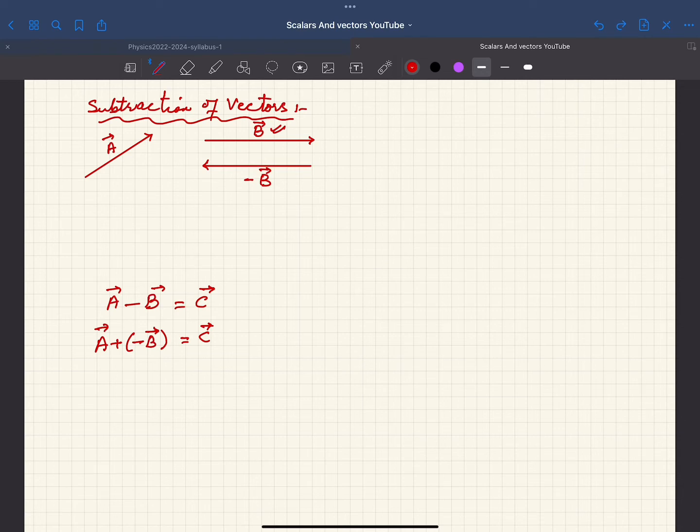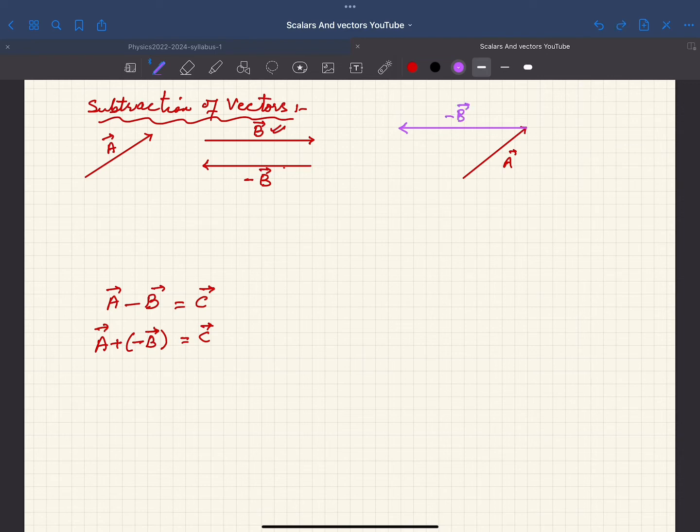So what you have to do, if you have this vector A, and as we have just drawn, here you have negative B. Suppose you are using the head to tail rule, then you can draw the vector in such a way that this is in the opposite direction. So this is your negative B.